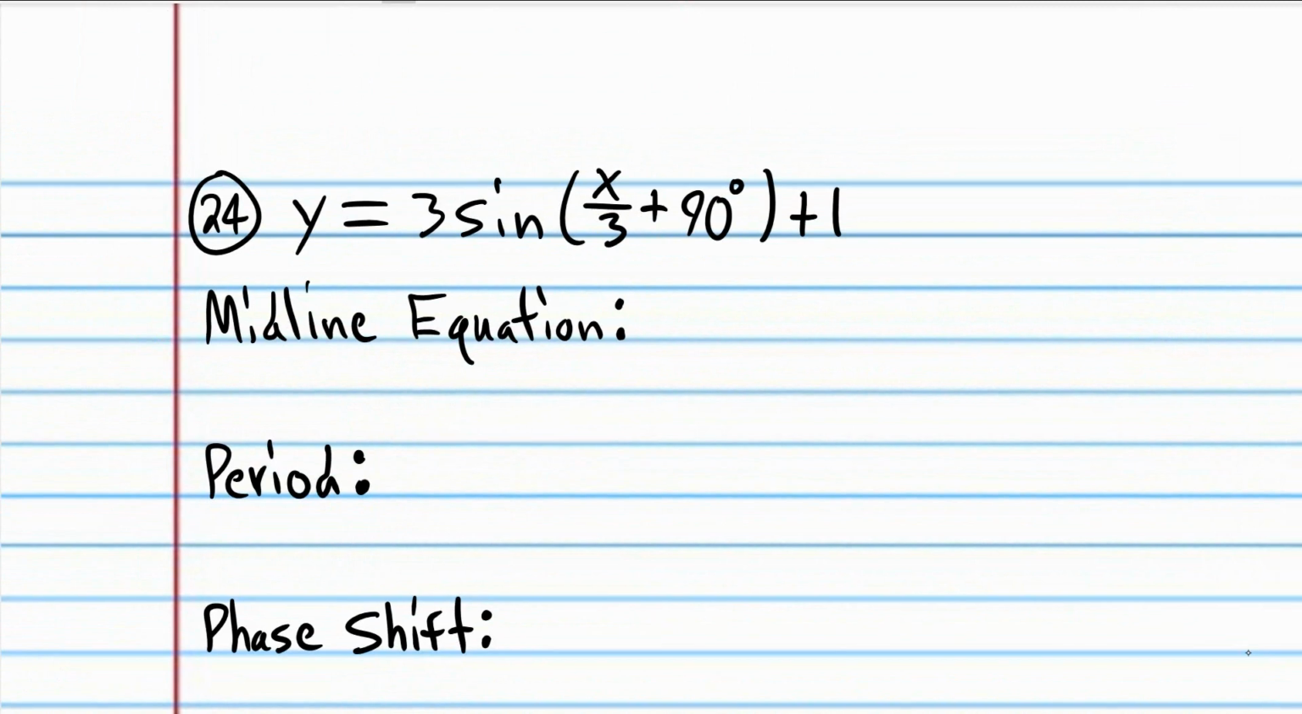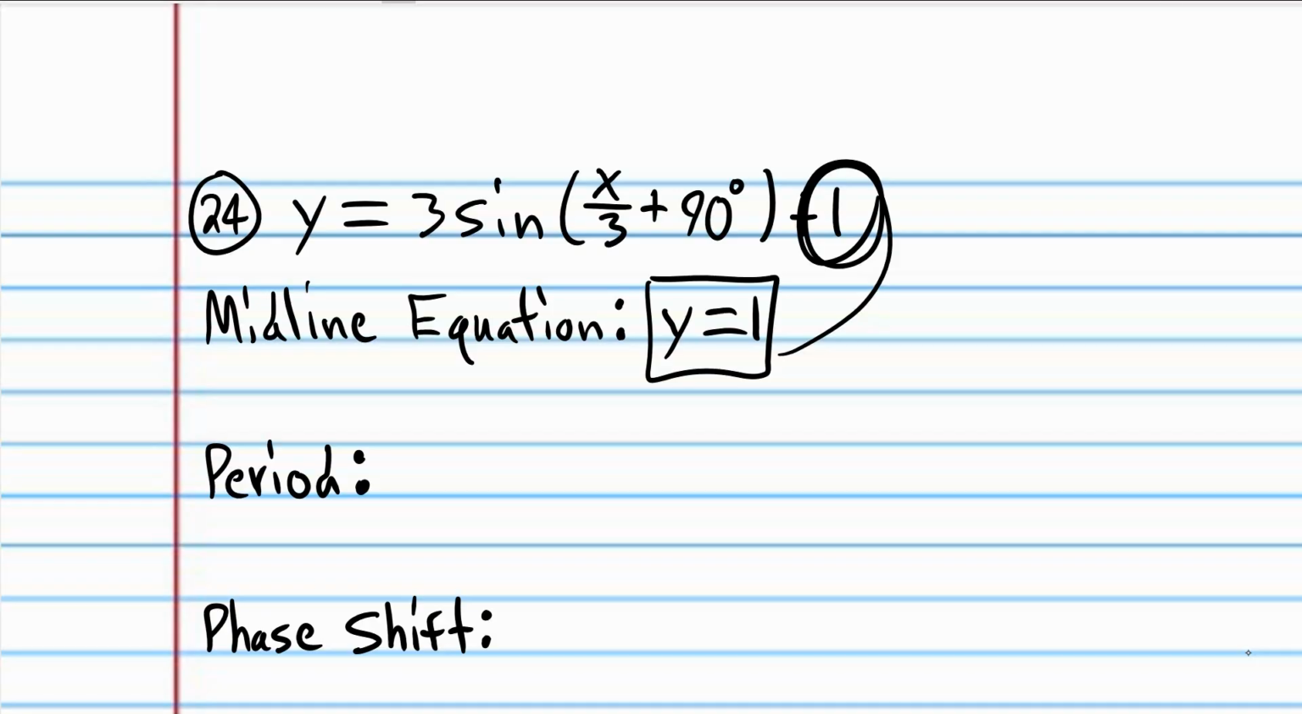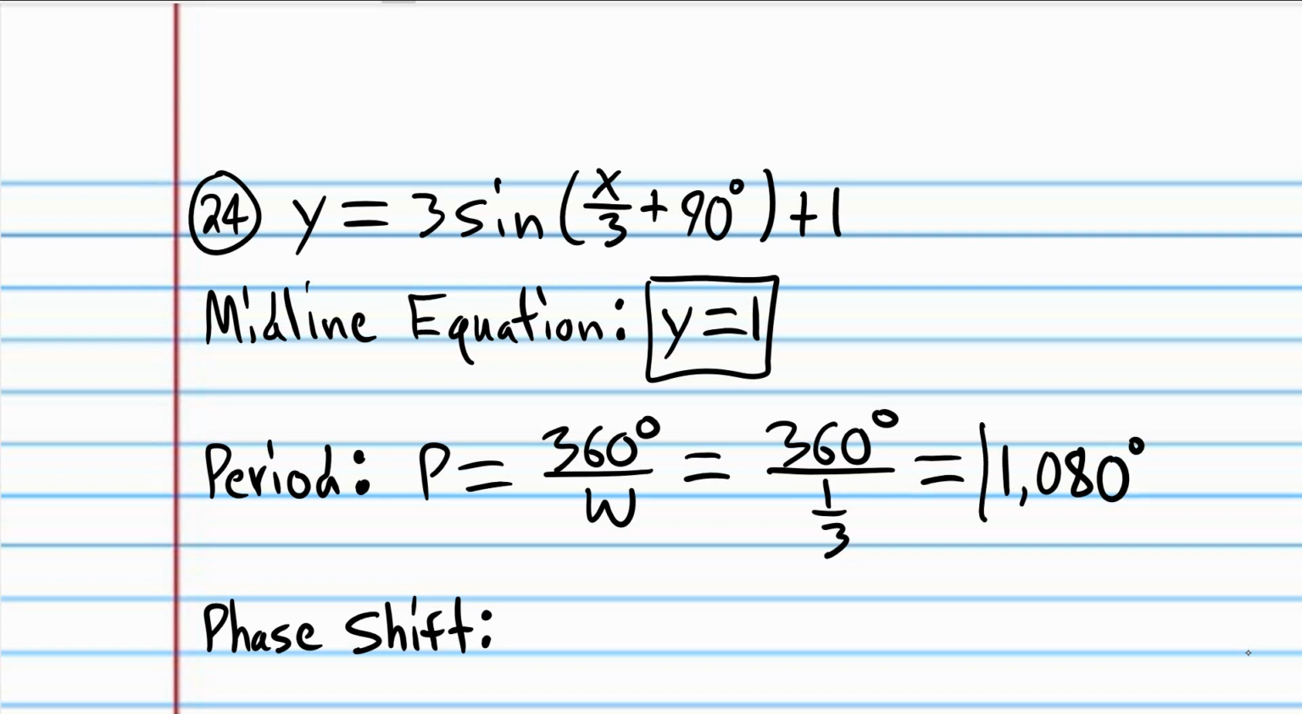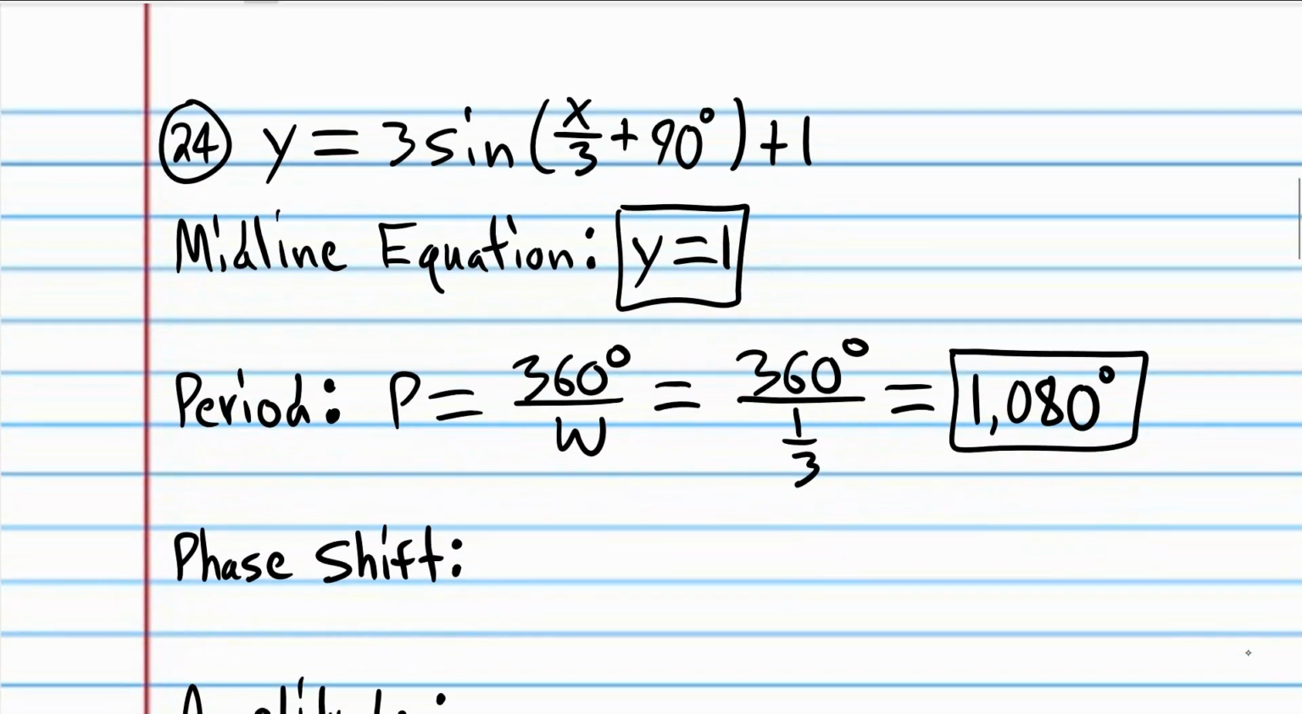Okay, we're back. Y equals 1 is the equation of the midline. We get that from this number. The period is the normal period of sine divided by omega. And omega is 1/3. If we multiply and simplify the complex fraction, we get 1080. So that's the new period.